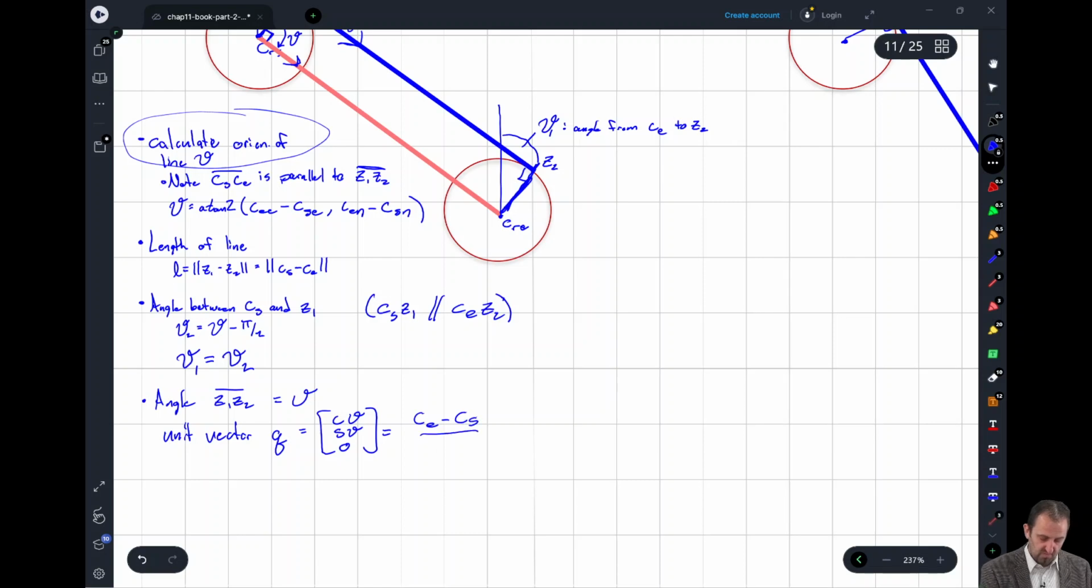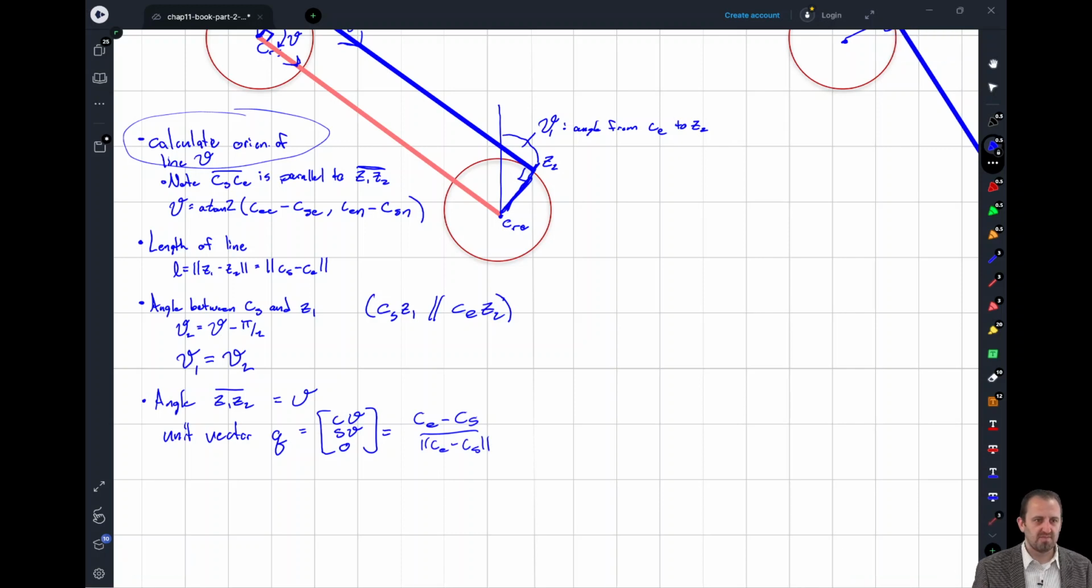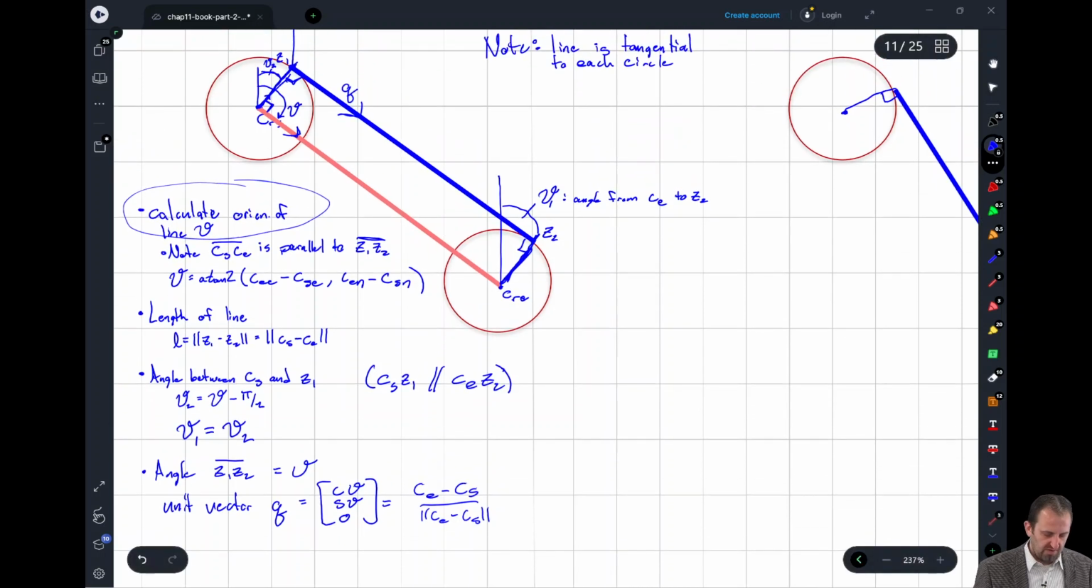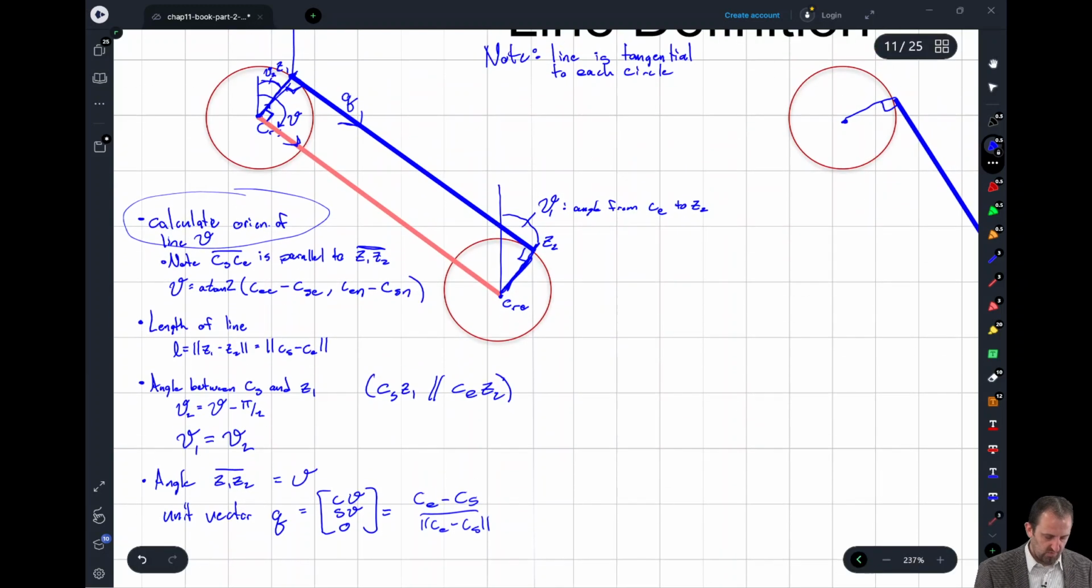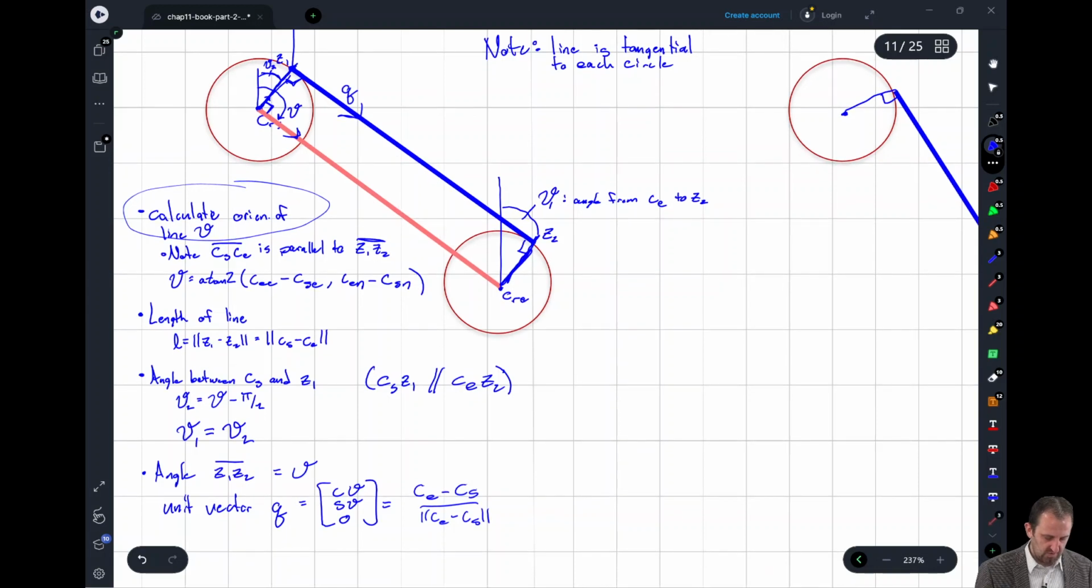all over the magnitude, so we make it a unit vector. So we could express that in two different ways. Now we've defined everything that is on that line, which is really great. And we could easily also define what our points Z1 and Z2 are, just based on rotating a vector of radius r from CR all the way up to get it to Z1. So we have that negative pi half rotation.